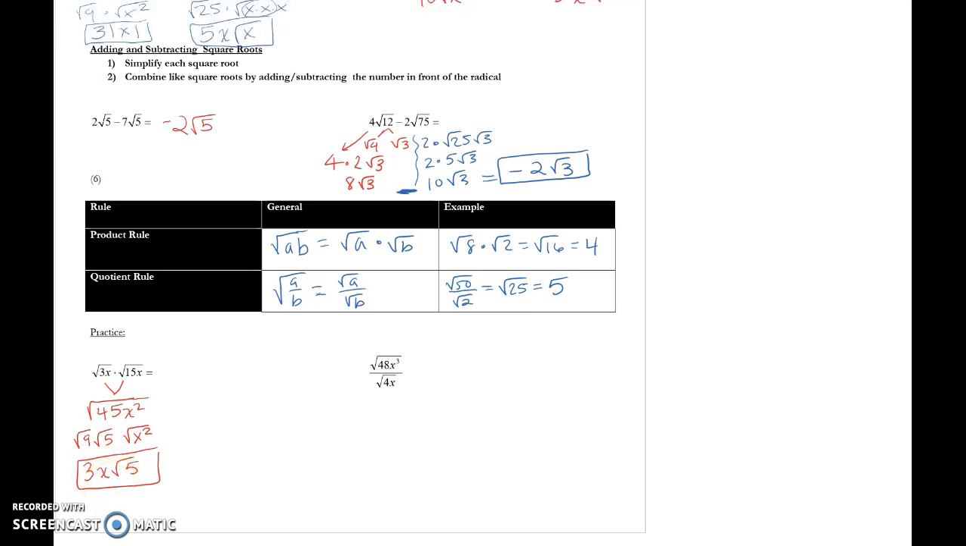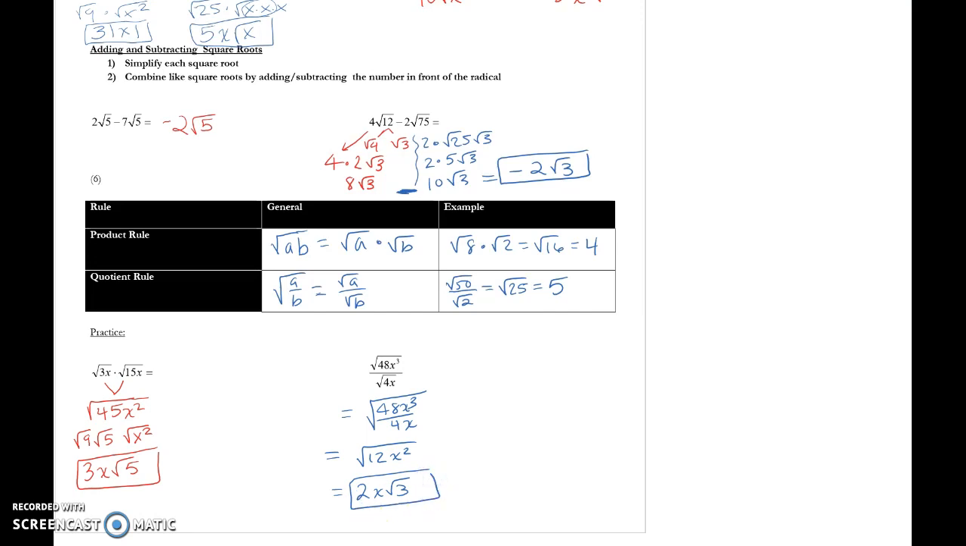Okay. The next one, I'm going to go ahead and use the quotient rule. This is equivalent to the square root of 48x cubed over 4x, which is equivalent to the square root of 12x squared. And we've done the square root of 12 before, so we kind of know that this is going to be 2x and then root 3 on the inside.